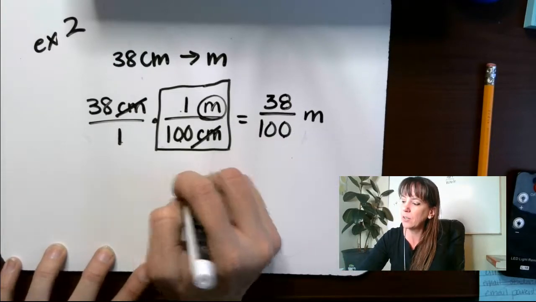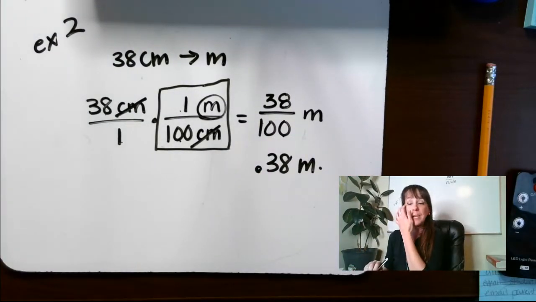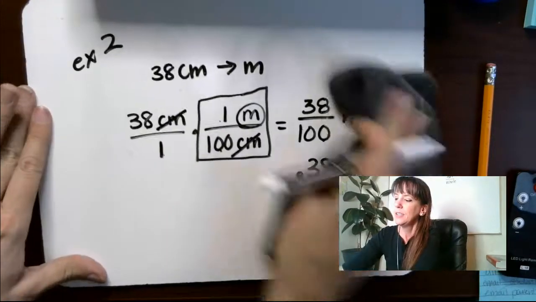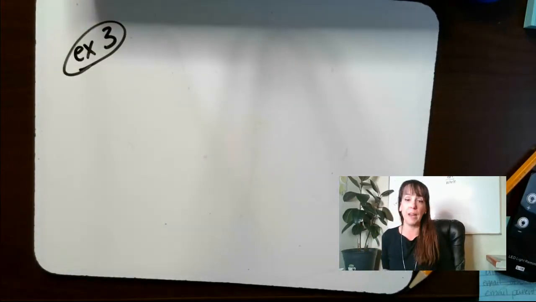38 divided by 100 is 0.38 meters, 0.38 meters. Okay, so make sure that all of that is written down. If you need to rewind and write it down again, do that, because I'm going to ask you in class, where are your notes for that, okay?